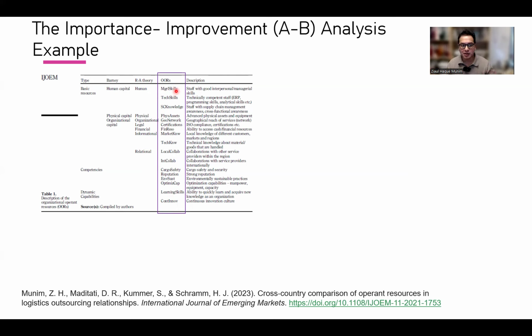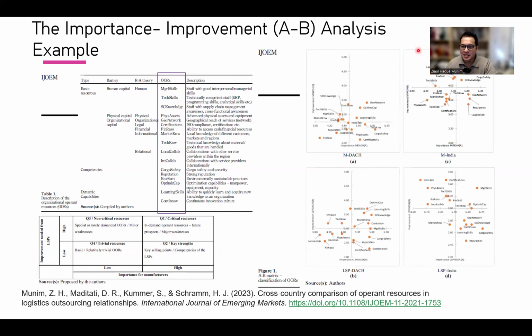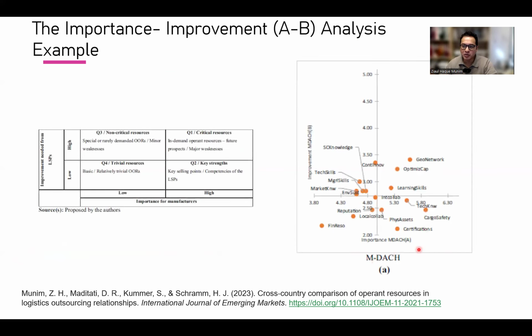So that's what we asked the manufacturers and LSPs in India and also in the DACH region, the Germany, Austria, Switzerland region. As for now, we are going to follow the AB framework as we discussed in the previous slide. In the paper, you will see we have this figure where we have the manufacturing DACH region, their AB figure, the manufacturing India, their AB figure, and the LSP DACH, their AB figure, and the LSP India, their AB figure. But for now I'm going to focus on only the first figure here, MDAC. I'm going to focus on this one as an example and demonstrate in Excel how to implement this.